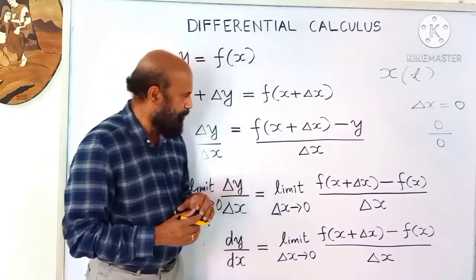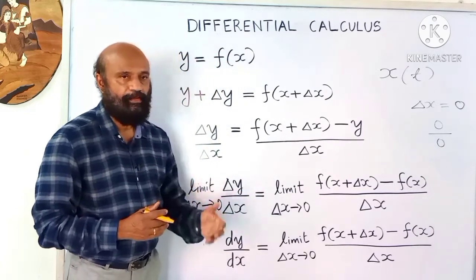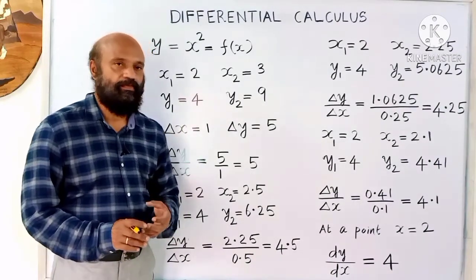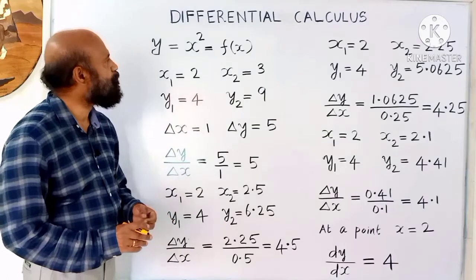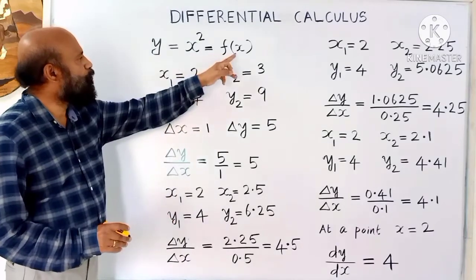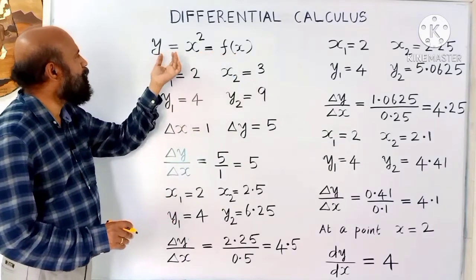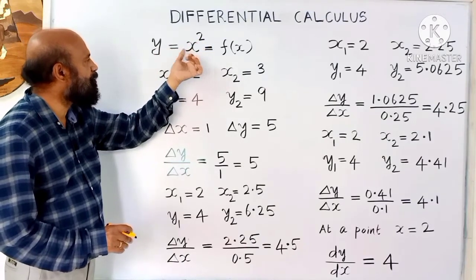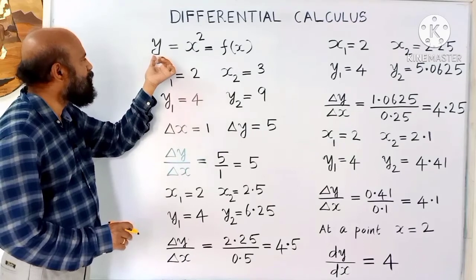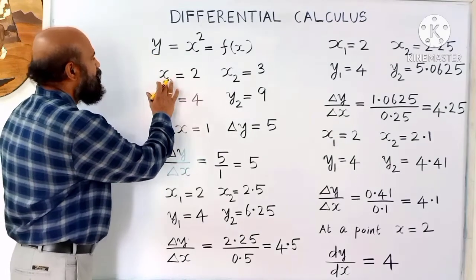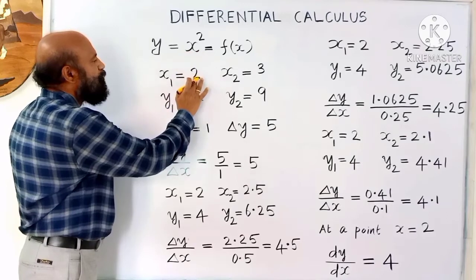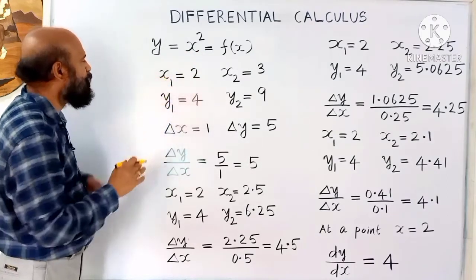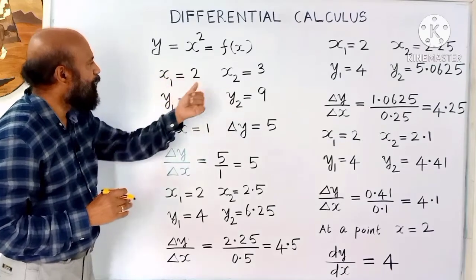Now I will explain this with an example. Let us try to understand the meaning of the differential coefficient. Y is a function of x. Now let it be x square. Y is equal to x square. When x is going on changing, the value of y will be changing. At first, let the value of x be 2. Let us call it x1. x1 is 2, x2 is 3.